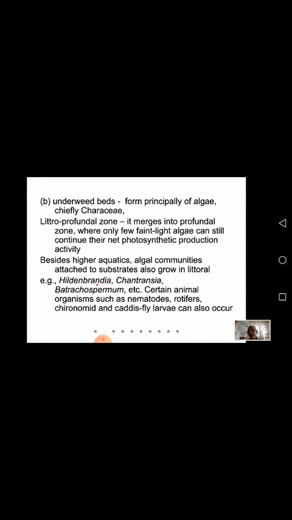It can sometimes be seen that the submerged stones and submerged objects can also support a special kind of organism. Those are called periphyton, and among those, the freshwater red algae Hildenbrandia, Thorea, Batrachospermum all grow in that condition. And among animals, the organisms nematodes, rotifers, chironomid fly larvae also grow there.